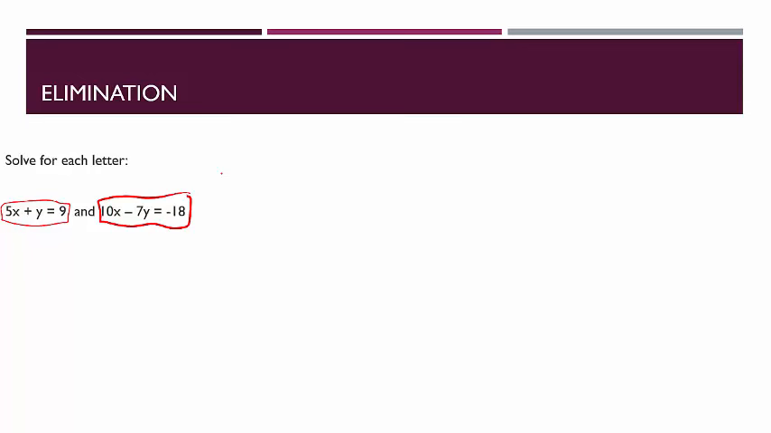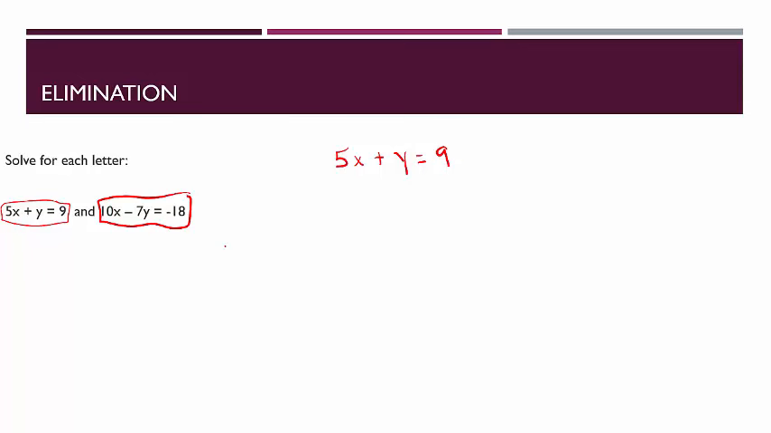So what we're going to do first is a process called elimination. And it's pretty self-explanatory in the title. We're going to eliminate a variable. So the first step is just what I call stacking the equations on top of each other. So we'll write 5x plus y equals 9.